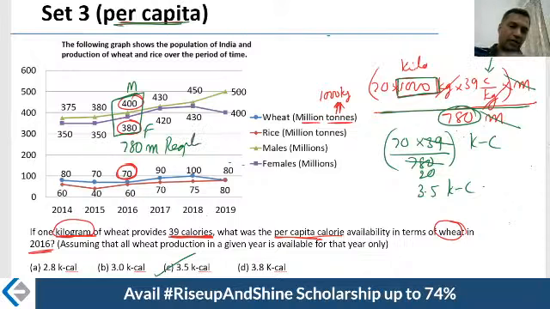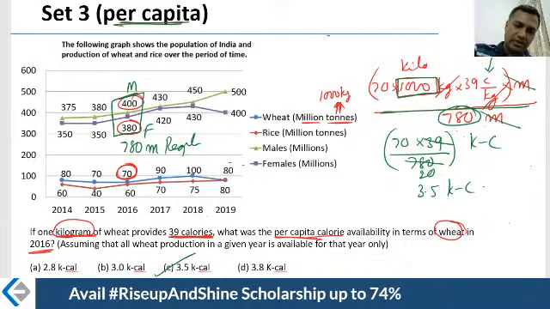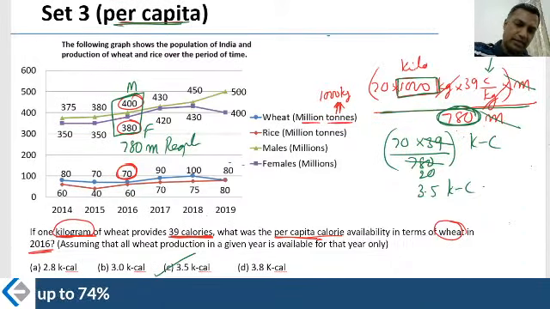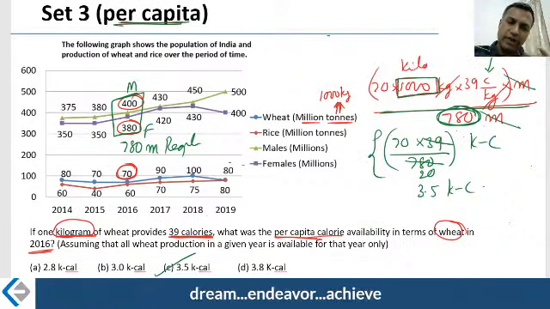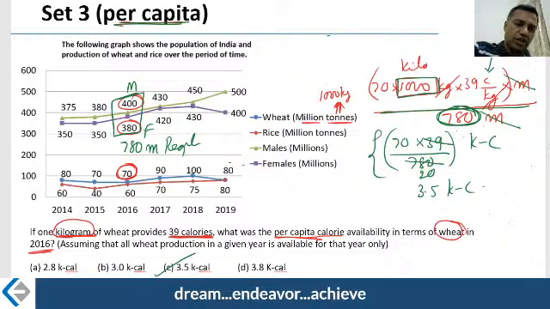Therefore, the energy has to be shared between these people. That's why I divided this by 780. The calculation looks something like this, and your answer becomes 3.5 kilocalories. While you are doing the calculation, pay attention. Are they talking about the tons? Are they talking about the quintals? What is it that they are talking about?